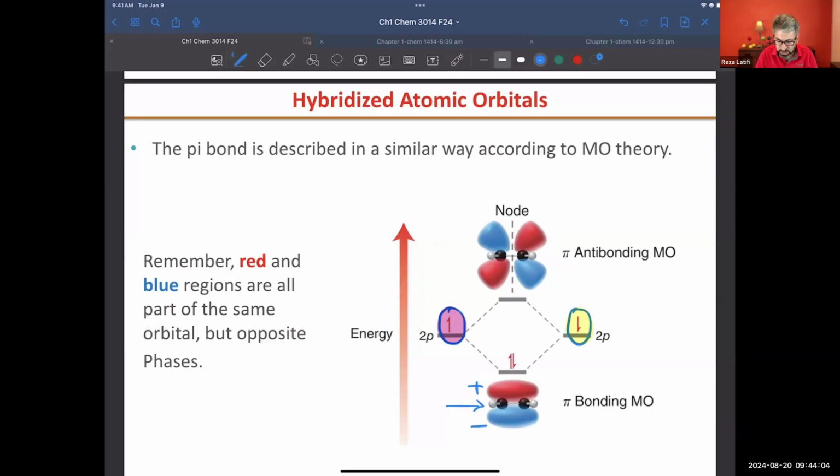How about the pi star orbital, or anti-bonding orbital? That one clearly has two nodes. One node is here, and the second node is going to be there. So the phase goes from positive to negative, and negative to positive, and then negative. So we do have two nodes.